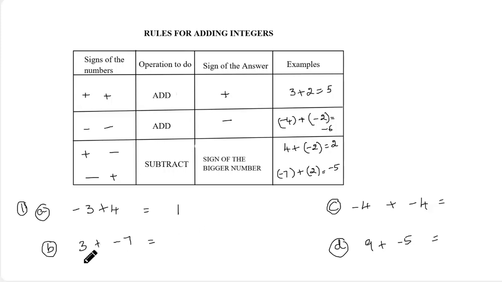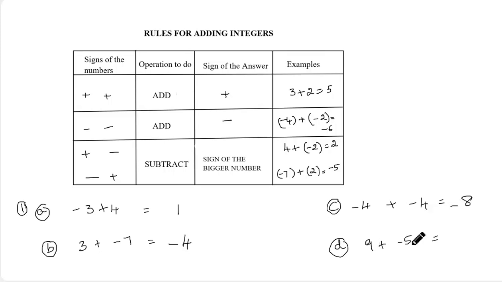Then again here you have 3 plus minus 7. There's a positive number 3 and a negative number 7. So subtract 3 from 7, you are left with 4, and the sign of the bigger number is minus, so put a minus here. Look at this problem, minus 4 plus minus 4. So you have two negative numbers, you need to add and put the negative sign. So 4 plus 4 is 8, and the sign will be minus.